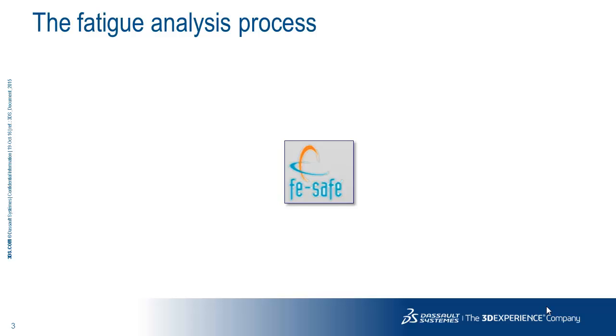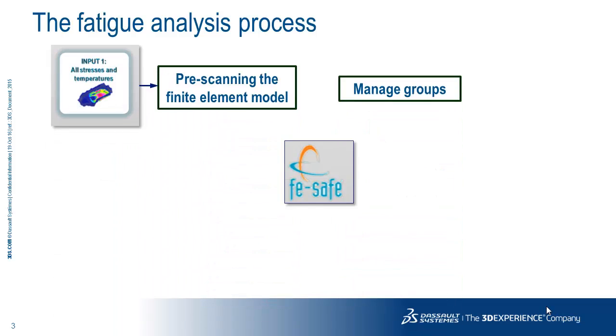And if we look at FE-SAFE, what are the different processes which we use in order to set up the analysis? The first is we pre-scan the finite element model. We decide what are the steps and increments we want to use in order to do the fatigue analysis. We also manage the groups, in which we can choose which of the groups we want to use to do a fatigue analysis.